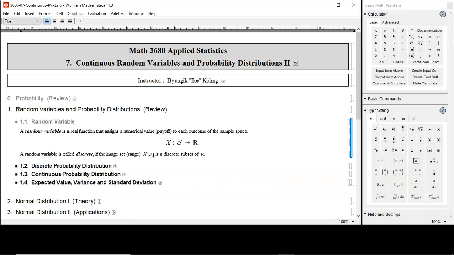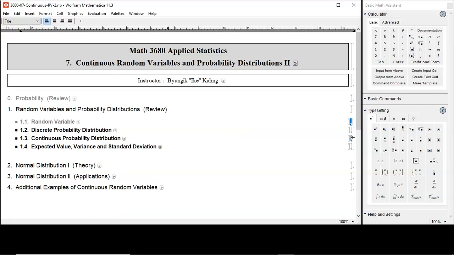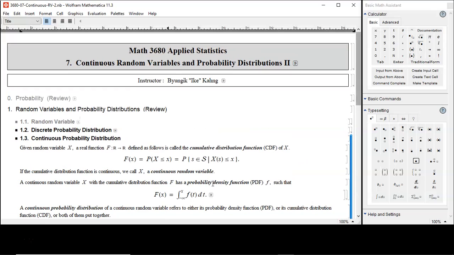Let's consider a special case when the image set of the random variable is an interval. Interval, say 0 to 1 or 0 to infinity or negative infinity to infinity, those kinds of things. And then let's consider a special case where the cumulative distribution function, defined the same way, is a continuous real function. In that case, we say the random variable is continuous. So the continuity of the random variable means the continuity of the CDF.